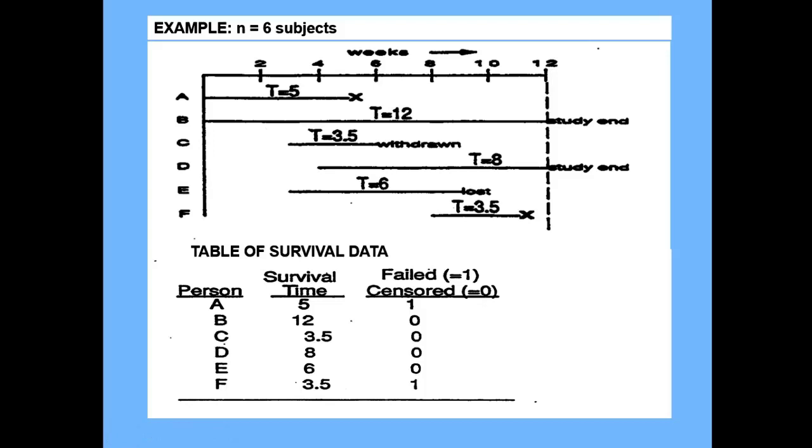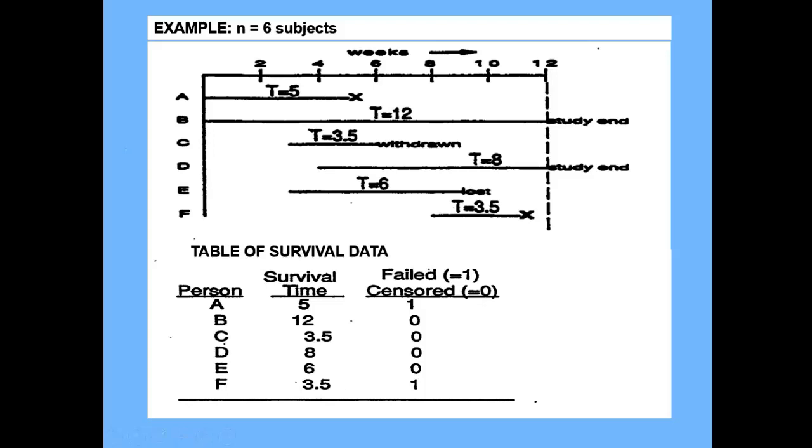Now, what about person C? Well, they didn't enter at the beginning of the study. They entered, it looks like about 3 weeks in. And they were followed for another 3.5 weeks, and then they pulled out of the study. They withdrew from the study. So is this person censored, or did they fail? Well, they're censored because you don't see an X, right? Okay, what's their survival time? Well, I put down 3.5. Why didn't I put down 6.5?